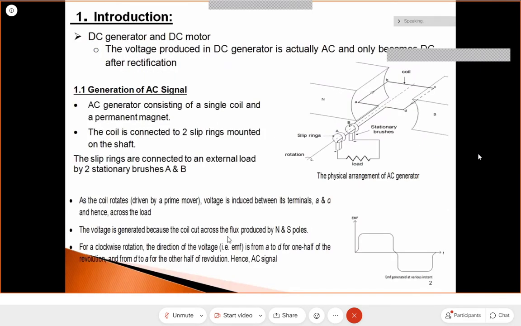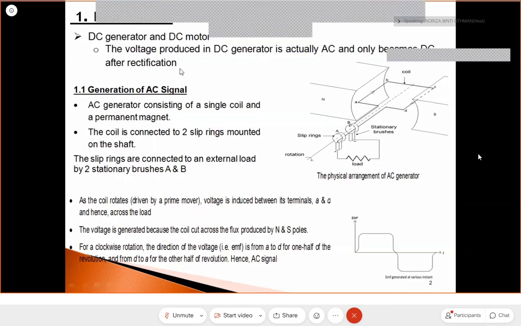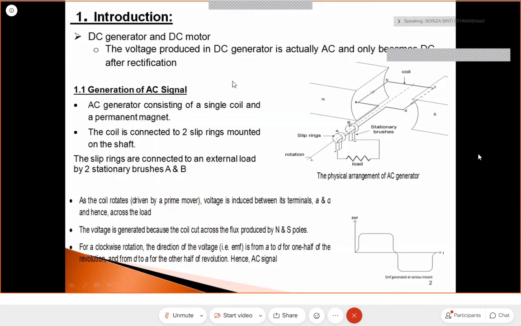Okay, DC machine basically consists of DC generator and DC motor. The voltage produced in DC generator is actually AC and only becomes DC after rectification. Maksudnya kita rectify the AC signal tu untuk jadikan dia DC. Okay, generating of AC signal. Kalau kita tengok how to generate the AC signal.